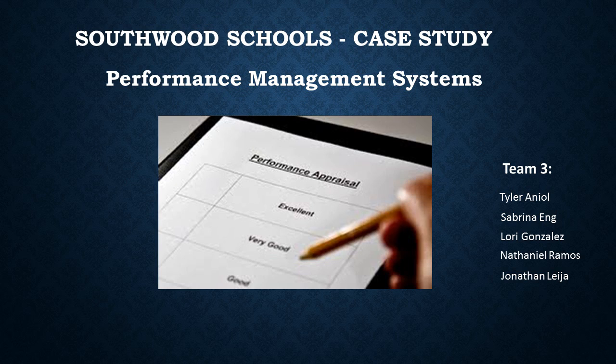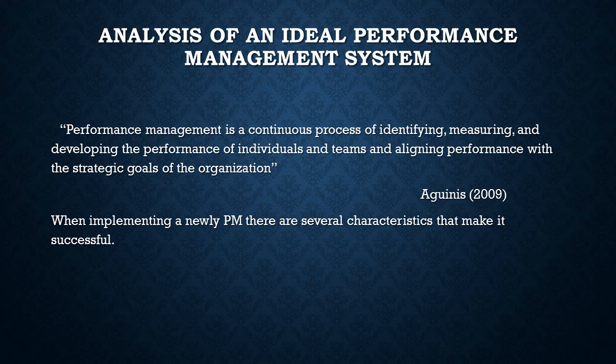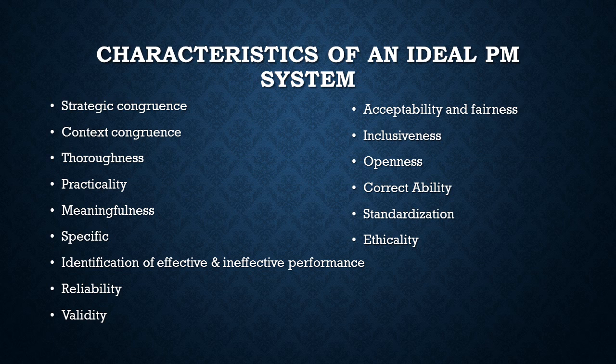This is the PowerPoint presentation for the Southwood Schools case study in performance management systems. Analysis of an ideal performance management system is a continuous process of identifying, measuring, and developing the performance of individuals and teams and aligning performance with the strategic goals of the organization. When implementing a new performance management system, there are several characteristics that make it successful. Characteristics of an ideal performance management system.